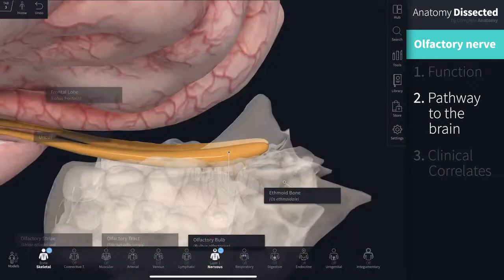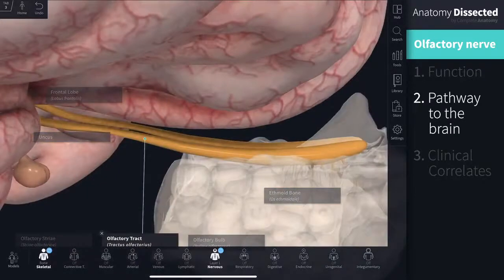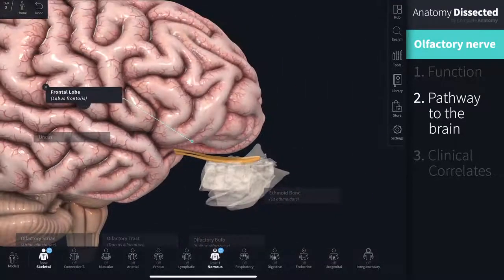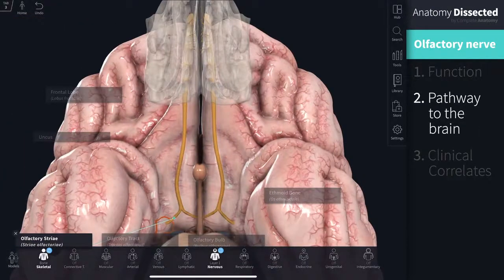The olfactory bulb is the most anterior part of cranial nerve 1. Posteriorly, it thins to become the olfactory tract, which runs inferiorly along the base of the brain, specifically the frontal lobe. As it approaches the brainstem, the olfactory tract divides into olfactory stria. Cranial nerve 1 is one of two cranial nerves that do not directly enter the brainstem. The other is the optic nerve.